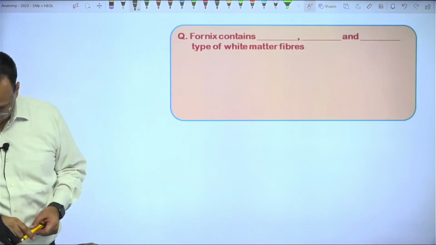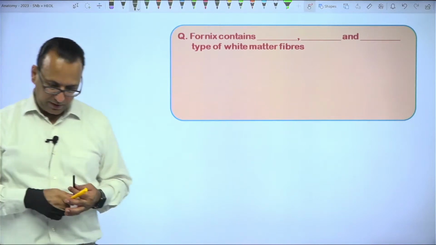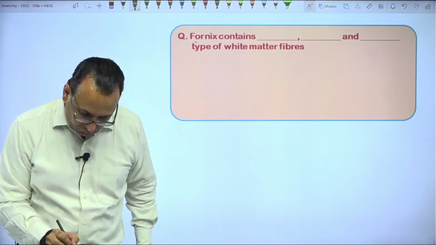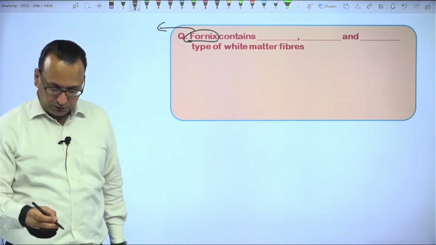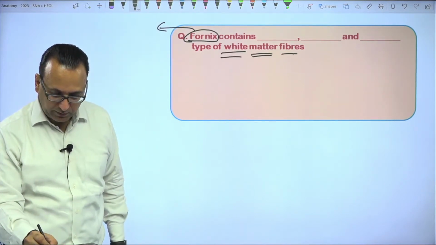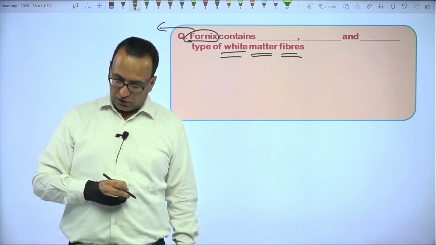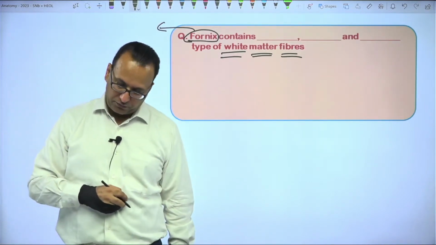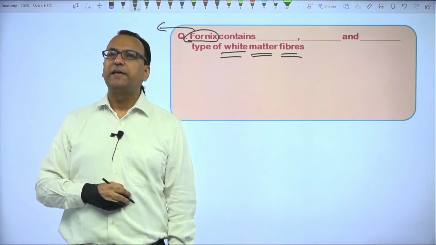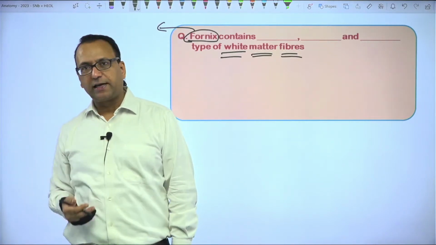Fornix. Fornix contains which kind of white matter fibers? Basically axons. So fornix is made up of axons, and which kind of axons? White matter fibers are 3 types and it contains all the 3 types.